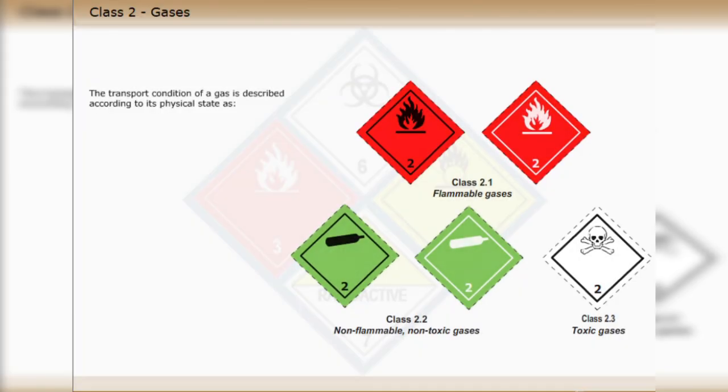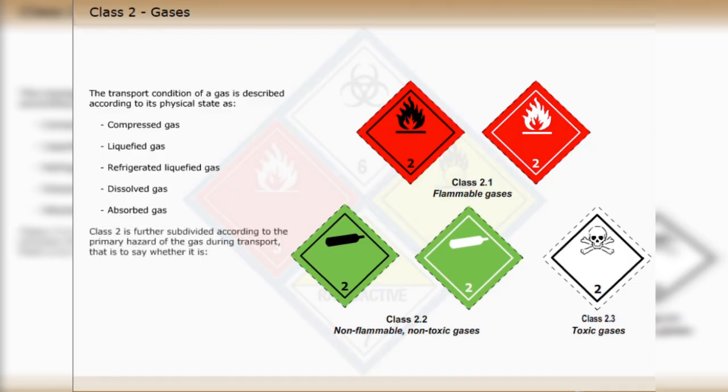The transport condition of a gas is described according to its physical state as compressed gas, liquefied gas, refrigerated liquefied gas, dissolved gas, or absorbed gas. Class 2 is further subdivided according to the primary hazard of the gas during transport, that is to say, whether it is flammable, such as butane, non-flammable or non-toxic, such as nitrogen, or toxic, such as chlorine. For the purposes of Class 2 goods, the term toxic has the same meaning as poisonous.